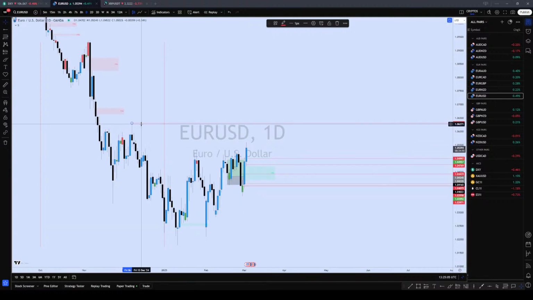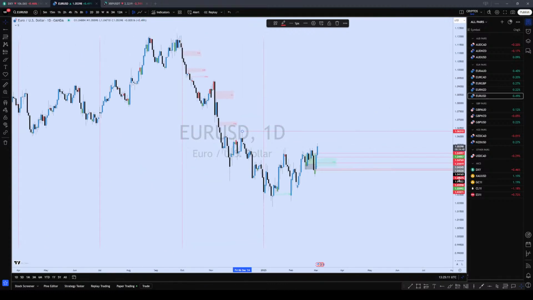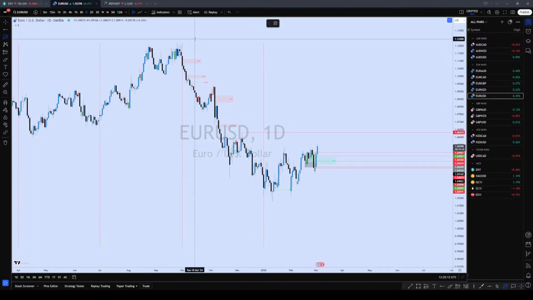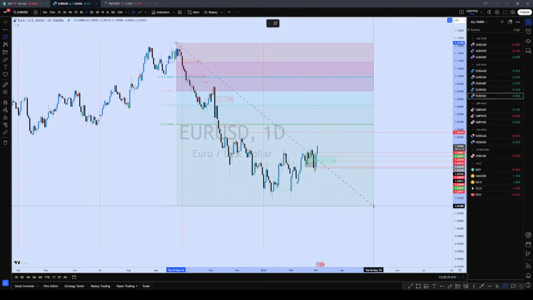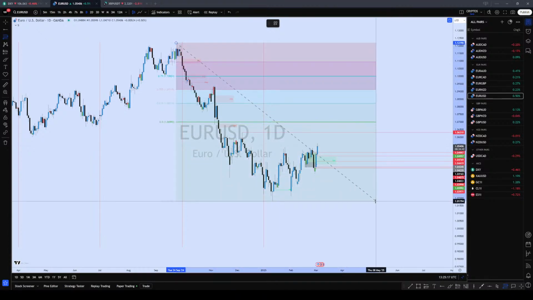Okay, so that's where euro is going, and once we go above it, it might reach for this fair value gap. Then maybe a pullback will happen. So this is the range, as the range price is currently trading within.